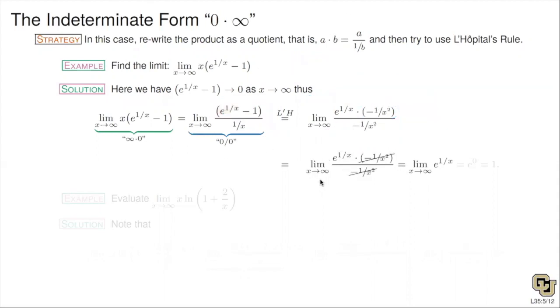e to the 1 over x, limit as x goes to infinity. And now we can try to take the limit. As x goes to infinity, 1 over x goes to 1 over infinity, which is 0, and e to the 0 is 1. So here I should have concluded. My final answer is that this limit as x goes to infinity of x times e raised to the 1 over x minus 1 is 1. That should have been my final answer here. So, conclusion from down here.